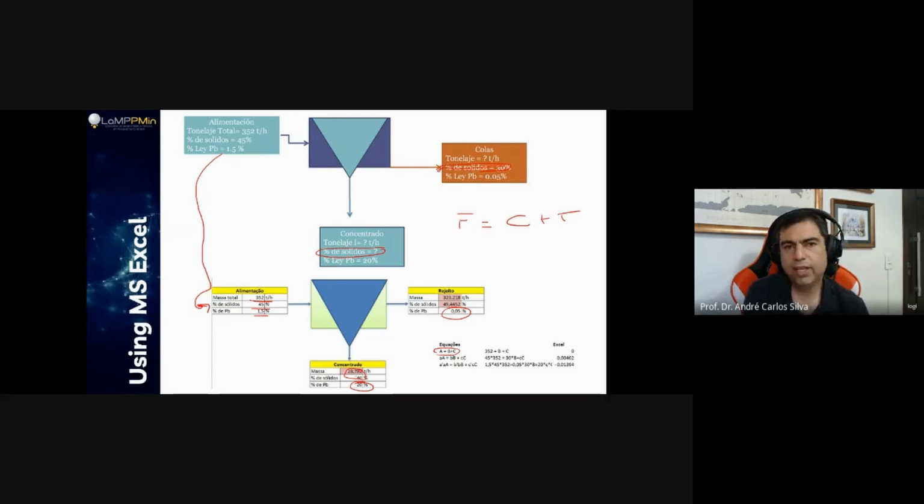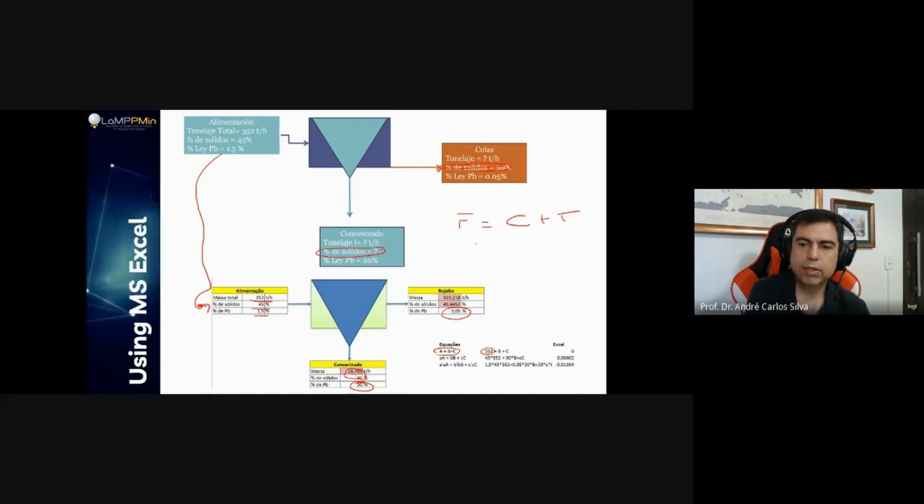Okay, why I changed the name, the numbers, just to match the Excel columns. So I have my feed on column A, my concentrate on column B, and my tailings on column C, just to make things a little bit simpler for me. And if I put also numbers, I'm gonna have something like this: 352 equals B plus C. Okay, but how can I roll this on Excel? I can't just type this on Excel.